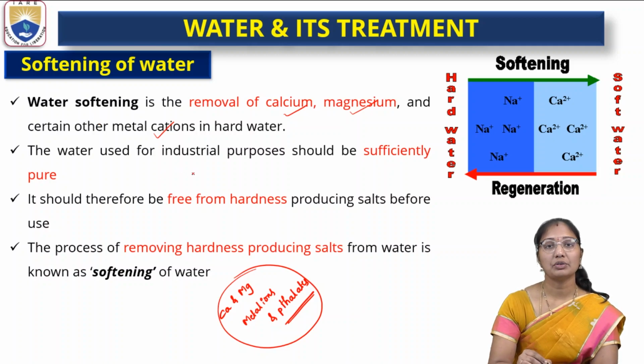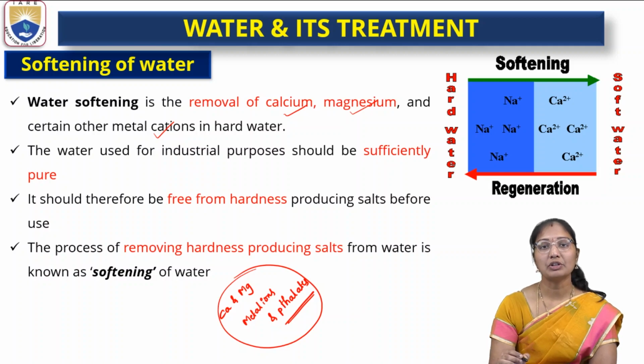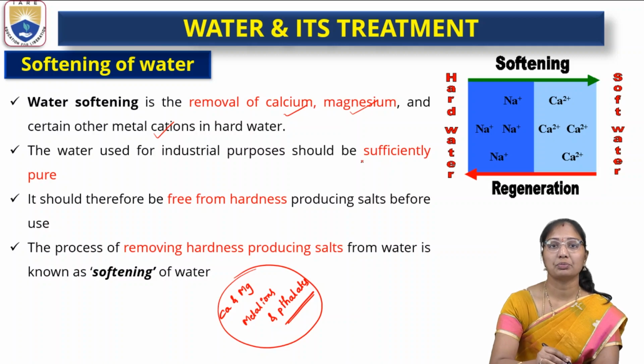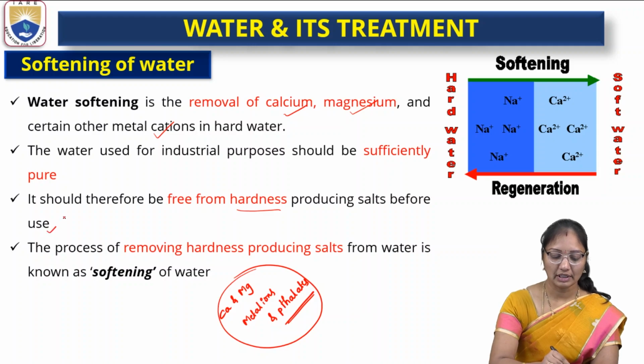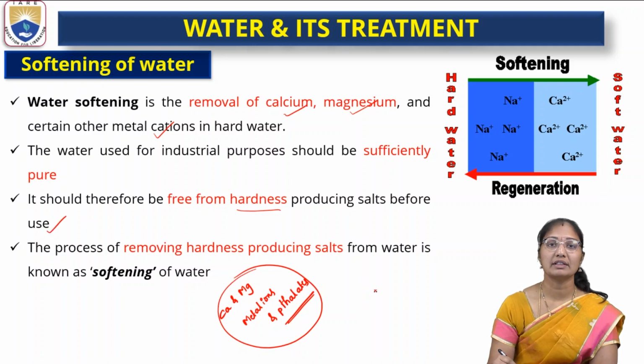The water used for industrial purposes should be sufficiently pure before its usage. It should be free from all these salts and cations, and therefore free from hardness-producing salts before use. When used in boilers in industry, there is a chance of reaction with the chemical effluents or solutions or solvents used in the industry. Also, the boiler loses its mechanical strength due to corrosion caused by these calcium, magnesium and sodium salts, and there may be a chance of boiler failures.